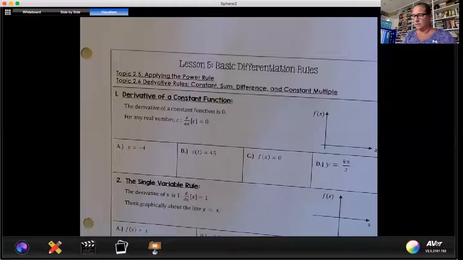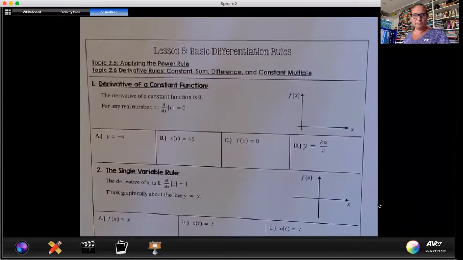Hey guys, today we're going to work on section 5, basic differentiation rules. I think you're really going to like this section because instead of using the limit definition every time you want to find a derivative or a slope, you're going to use a rule. Now, these rules in the beginning may seem difficult and challenging, but the more you practice, the easier they get. So we're going to go ahead and get started with our basic differentiation rules.